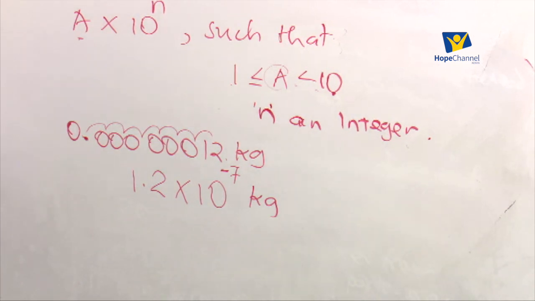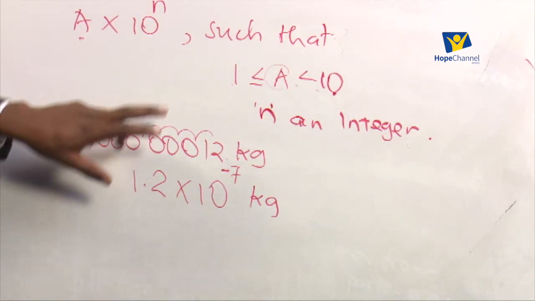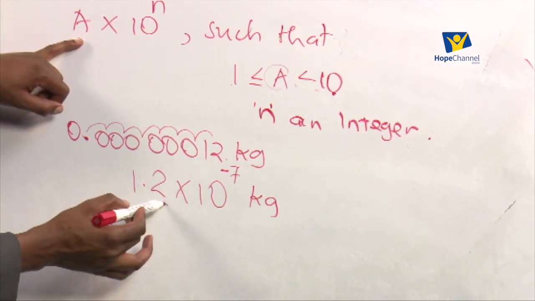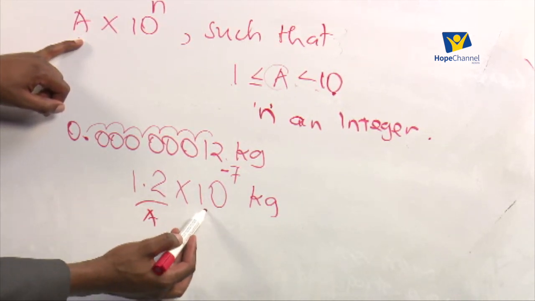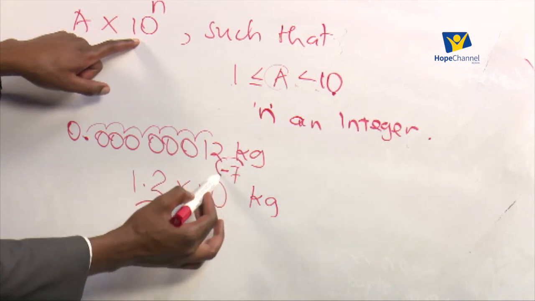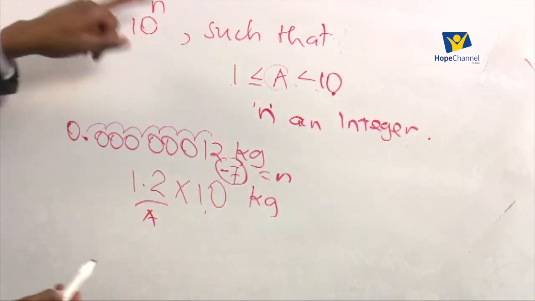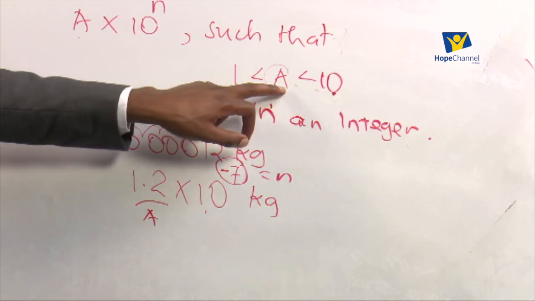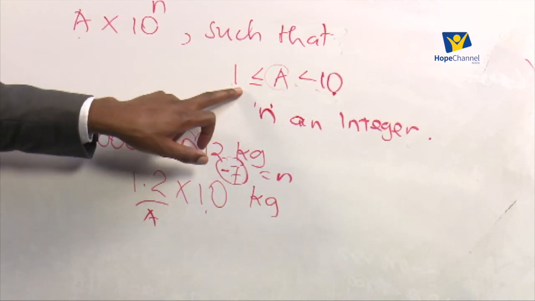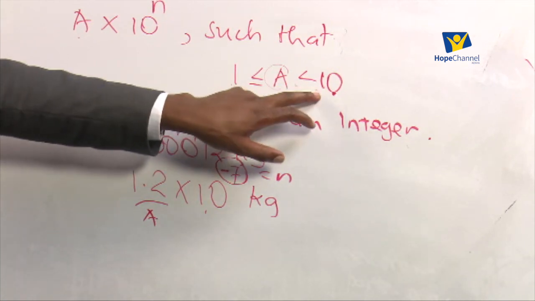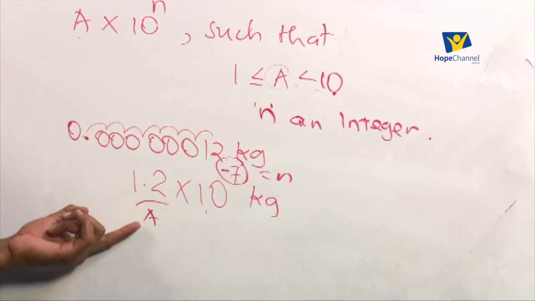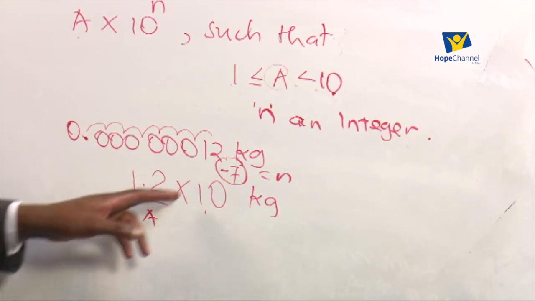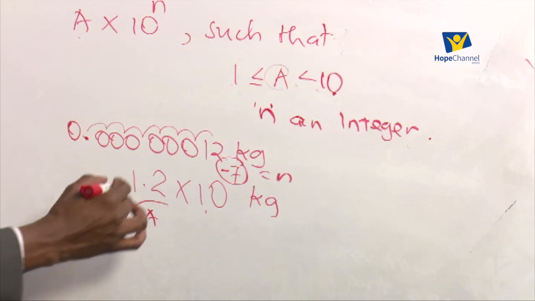Now, look at this. In this format, our A, our 1.2, is our A. We have our 10, this one. And our negative 7 up there is equivalent to the n we wrote there. Now let us check. We already said a must be either greater than 1 or equal to 1, but strictly less than 10. We look at 1.2. 1.2 is more than 1. But at the same time, 1.2 is less than 10. So this is our correct value for A.